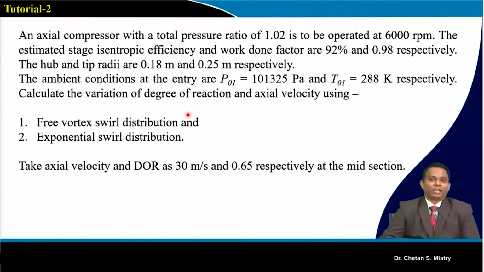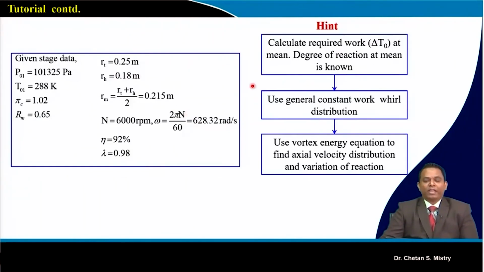So in this case we are looking for the calculation of what happens with our degree of reaction and what happens with the change of axial velocity. That means we need some understanding of these methods. So let's see how we proceed. We have this data: pressure, temperature, pressure ratio, tip radius, hub radius, rotational speed, efficiency and blockage factor, they are known to us. We would like to calculate the degree of reaction.